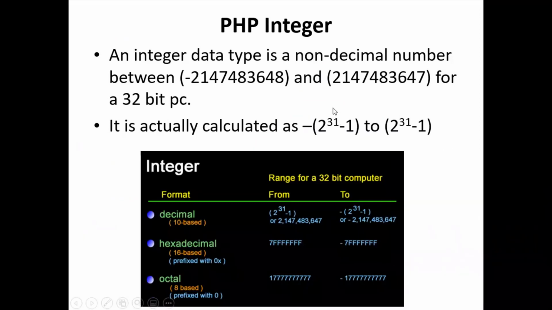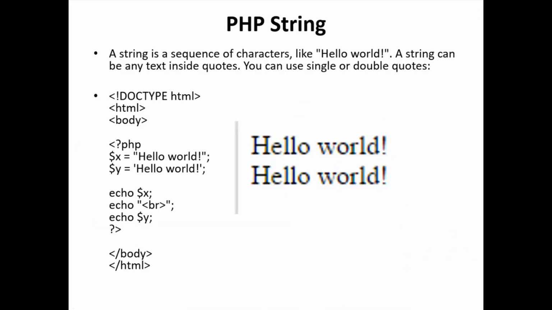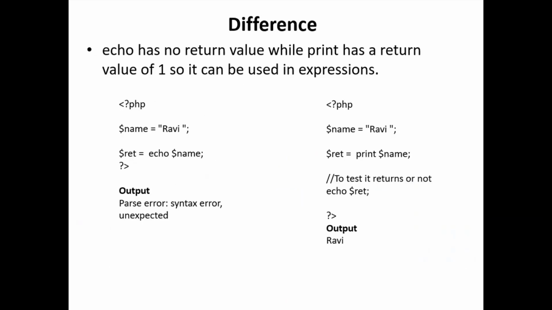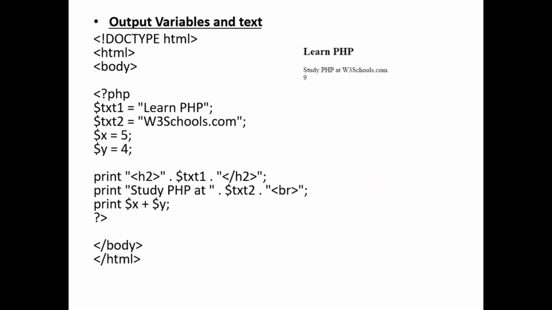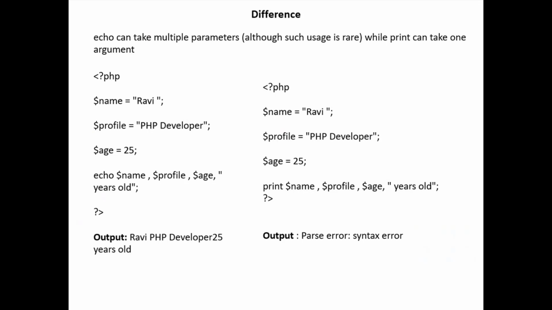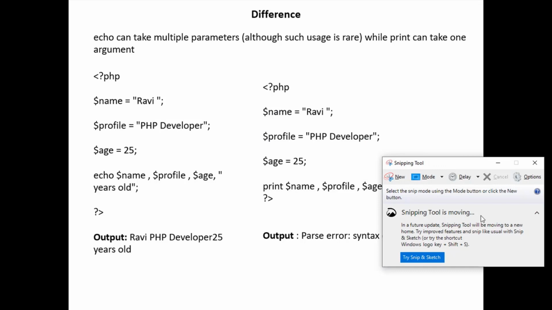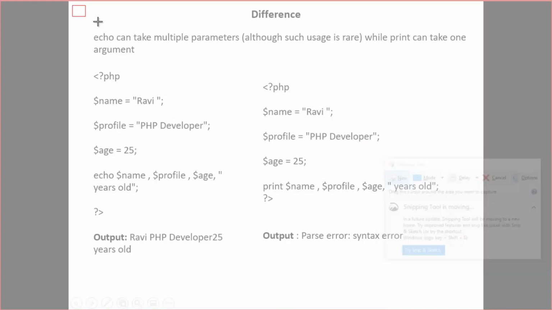The echo and print are the same for the variables, but there lies a difference, and the difference is: echo can take multiple parameters while print can take only one argument. So let's check out how this is so.